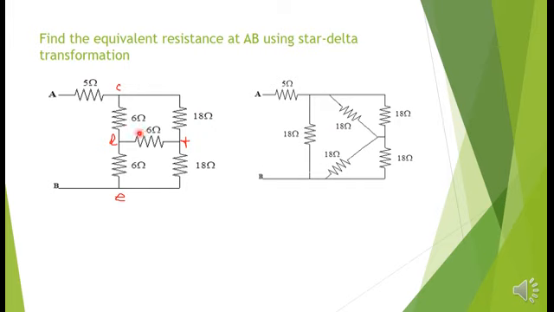So when we are converting star to delta, network elements form between C, F, C, E and F, E. So this CF is equal to RC plus RF plus RC RF divided by RE. So it is 6 plus 6 plus 6 into 6 by 6. So it is 18 ohms.